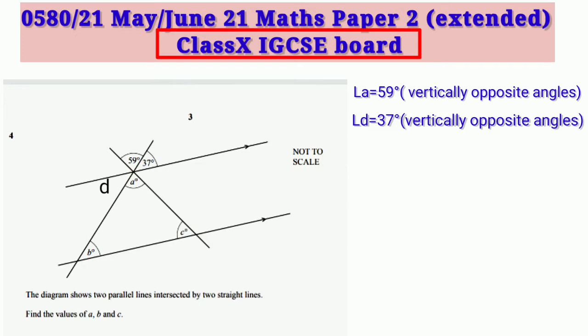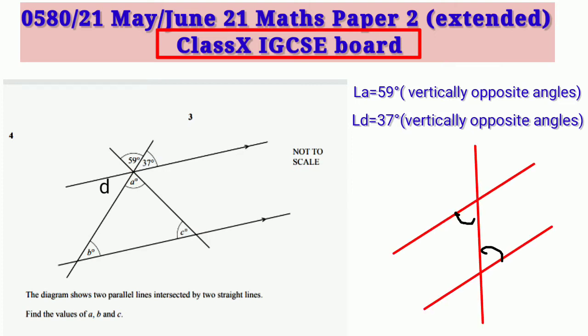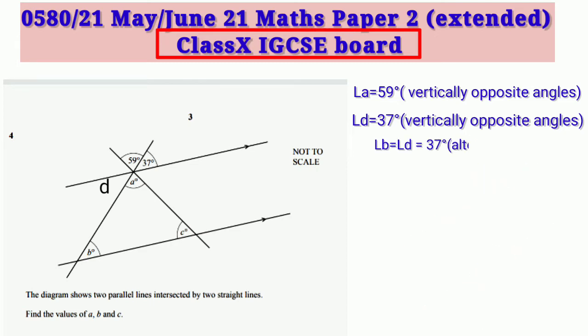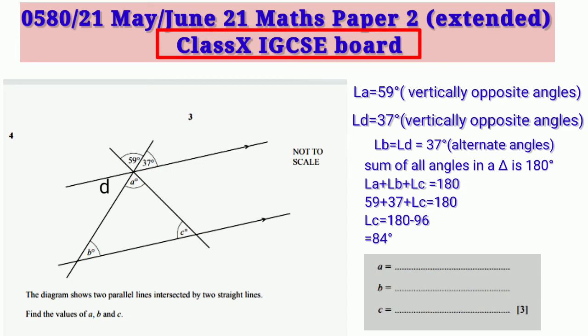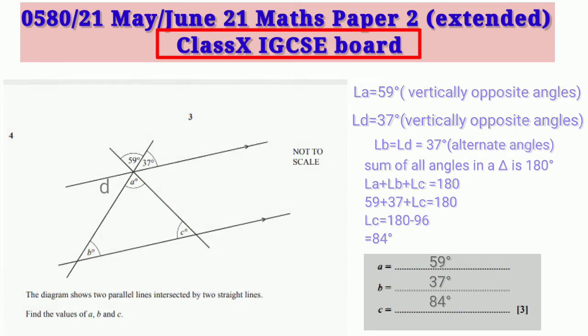We have two parallel lines intersected by a straight line. So angle B and D form alternate angles. Alternate angles are equal. Therefore angle B equals angle D, that is 37. The sum of all angles in a triangle is 180. Therefore angle A plus B plus C equals 180. We substitute the values of A and B. We have 59 plus 37 plus angle C equals 180. Therefore angle C equals 180 minus 96, which comes to 84. So angles A, B, C are 59, 37, 84 respectively.